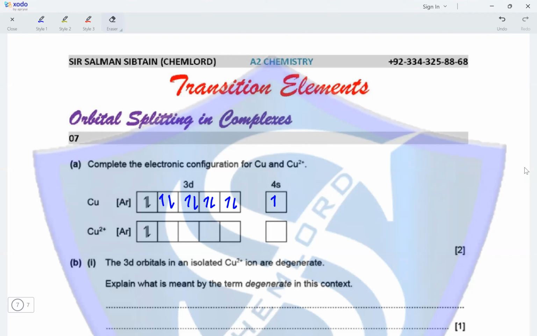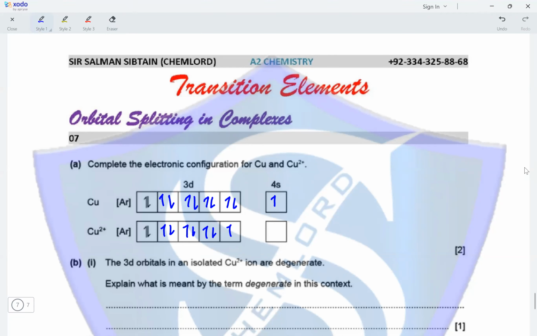For the Cu2+ ion, when an electron is removed from the 4s orbital and one from the 3d, we are left with an electronic configuration of 3d9. So four of the d orbitals will have pairs of electrons, and the last d orbital will have a single electron present. Next, the 3d orbitals in an isolated Cu2+ ion are degenerate. Explain what is meant by the term degenerate in this context.